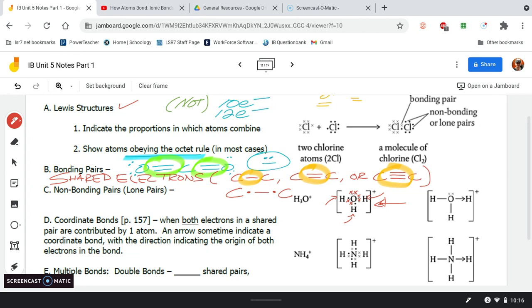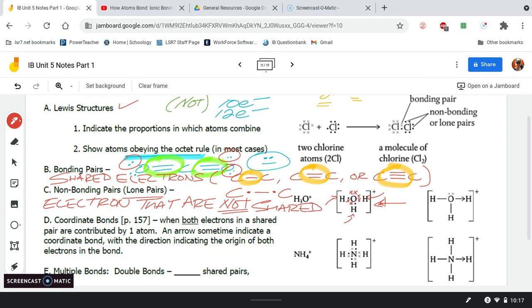And so non-bonding pairs are also called lone pairs, and those are just dots that are not being shared. And so here's a lone pair, here's a lone pair, here's a lone pair. So these are electrons that are not shared. And so we draw them as dots. And so that's how you're going to see them. These are electrons that are not shared.